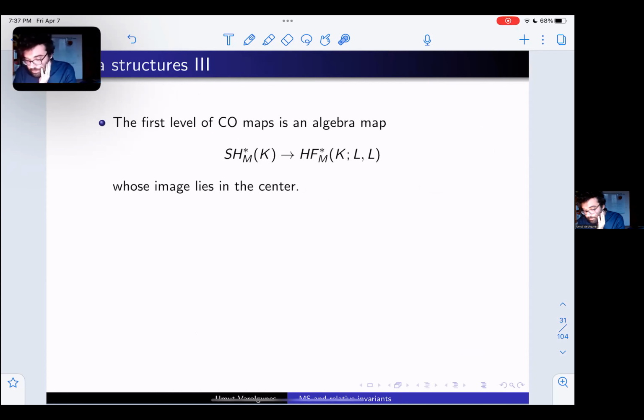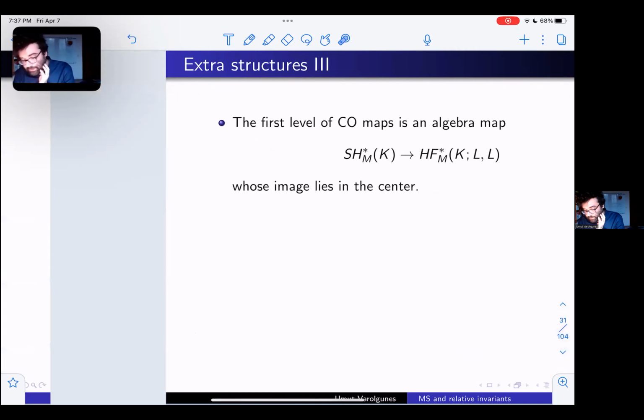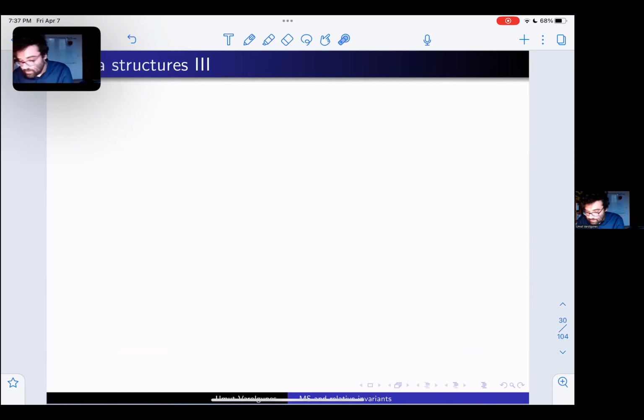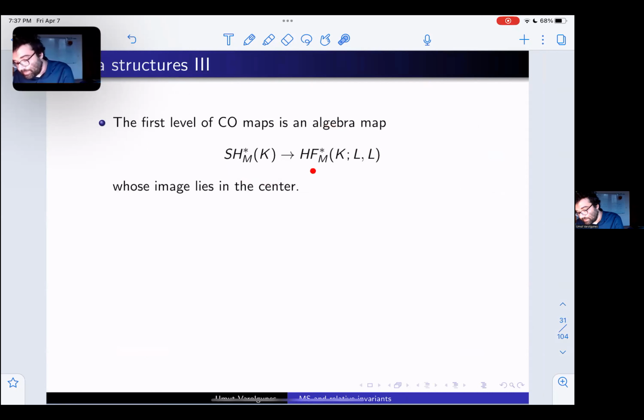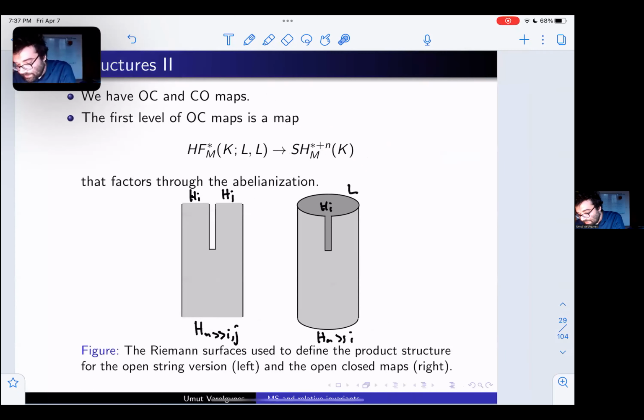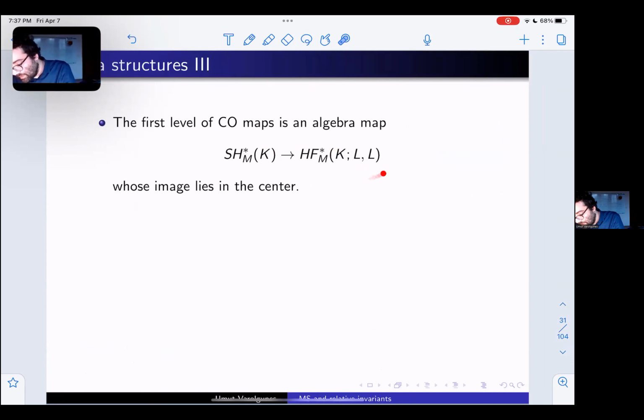Okay. And so there's also closed open maps, which goes in the other direction. So this one's easier to say. This one's an algebra map. This is an algebra, this is an algebra, and this respects the algebra structures. The open closed map is not an algebra map. It's a module map, over the action of relative symplectic cohomology. It just acts on it in the usual way. And here you first have to go to this, and then this acts on itself.